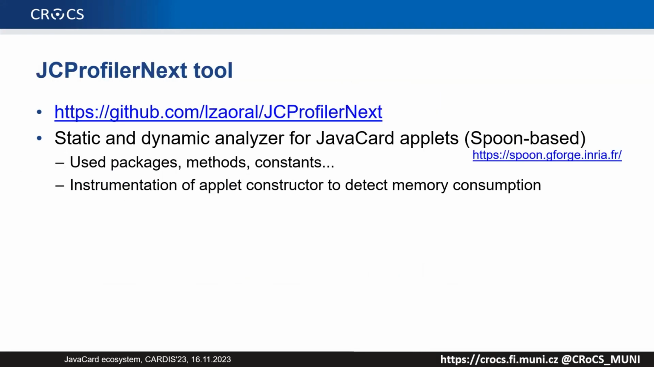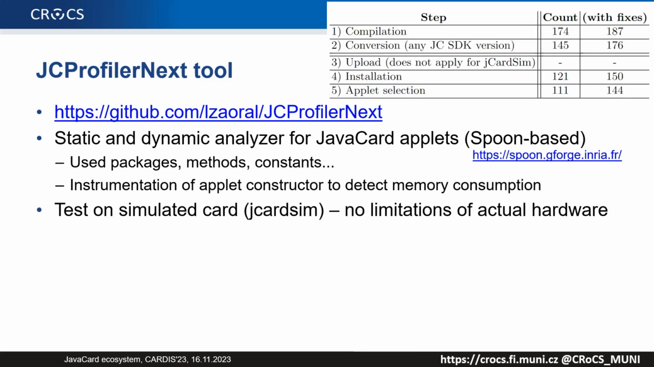We also built a tool that allows us to do static and dynamic analysis. It is based on Spoon from INRIA. We can get all the algorithms, methods, and packages that a particular applet is using. That's the static part. We can also instrument the applet with additional code, which allows us to monitor memory consumption and similar things. We tested on a simulated card. JCardSim is an open source simulator.